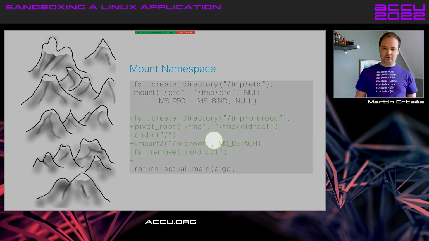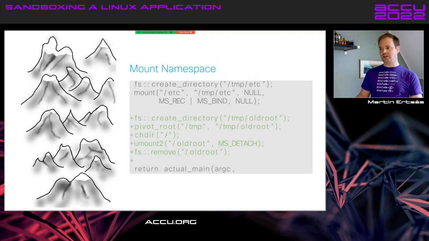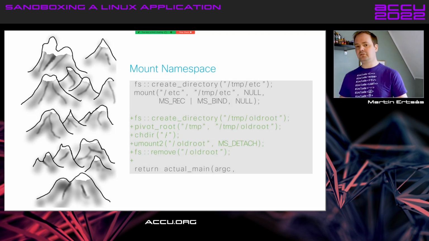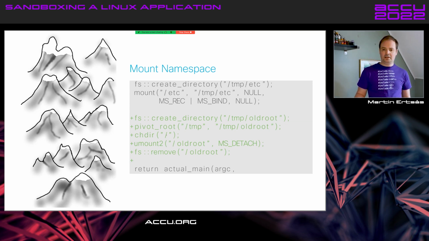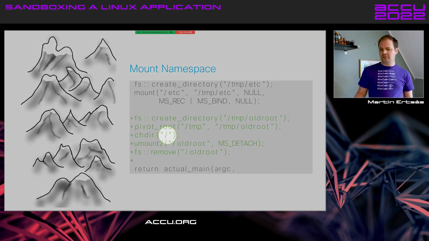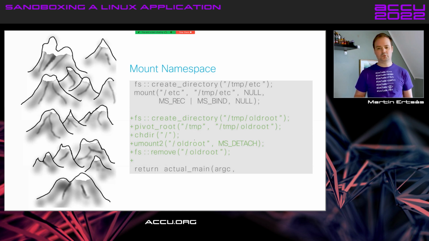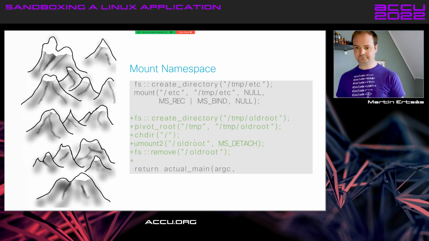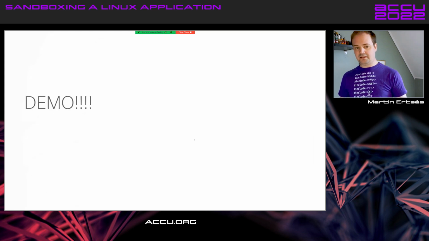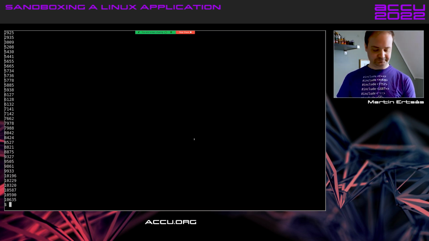Then you have to cd to your now new root, because if not, you're still wherever you were and you could basically traverse the old root file system. And after this, you can unmount the old root, because you don't want the old / to linger around. So you unmount it and you remove it, and you should be good. Now this is going to change a couple of things.